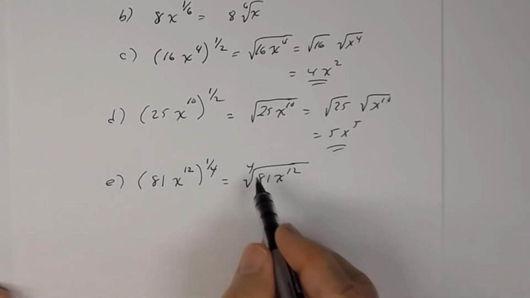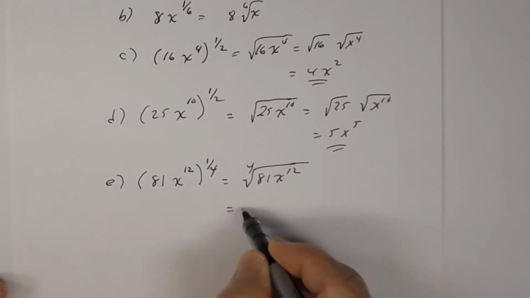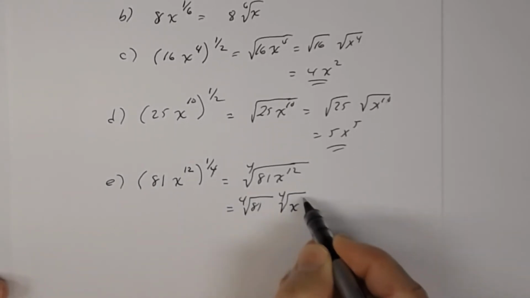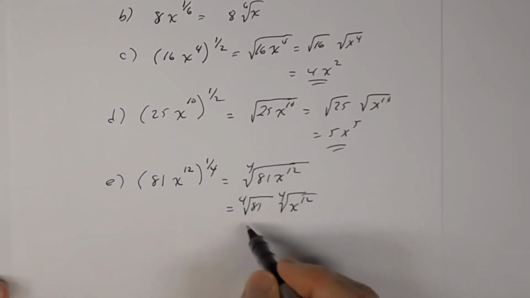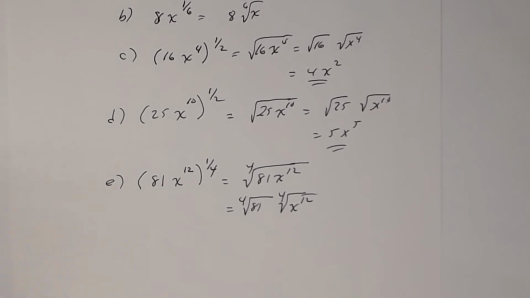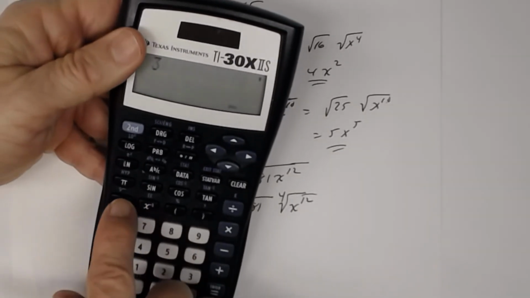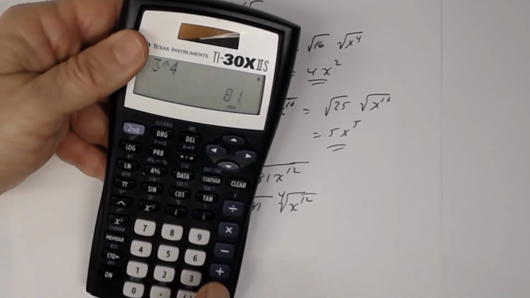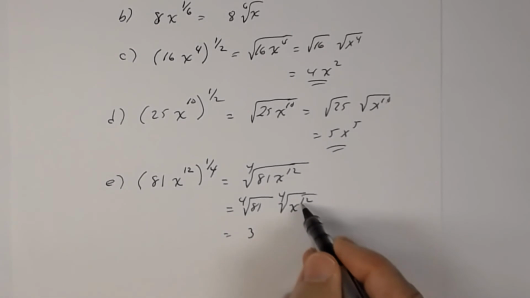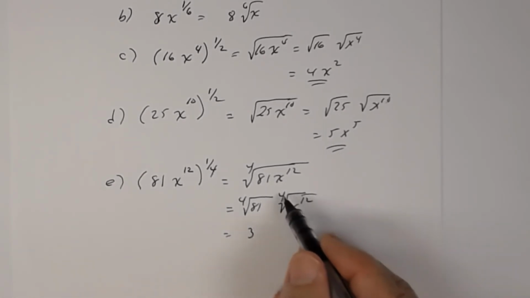And then using the product rule for radicals, I can rewrite this as the 4th root of 81 times the 4th root of x to the 12th. And I know that the 4th root of 81 is 3, right? Because 3 raised to the 4th is 81. Okay, so that's 3. And this one's an easy one because 12 is divisible by 4, so 12 divided by 4 is 3.